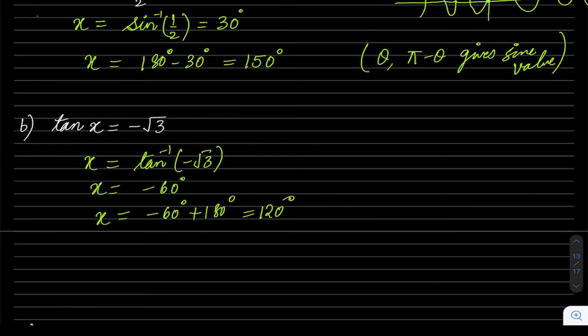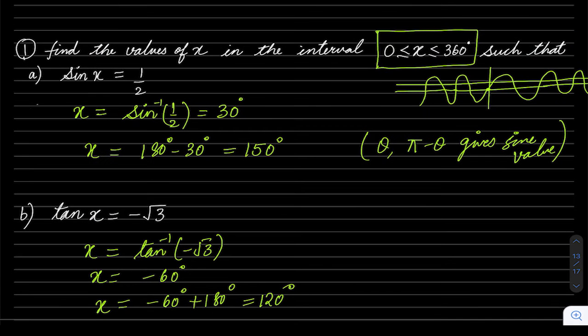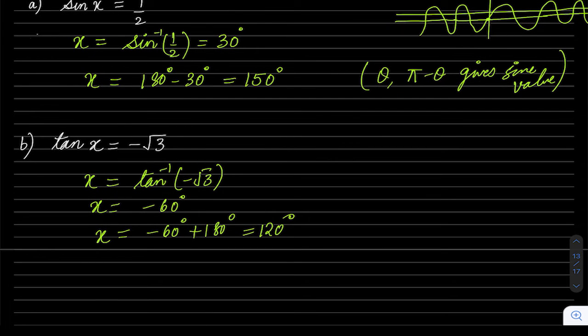Now why is minus 60 not the answer? Because we need to find values in 0 to 360. So minus 60 is correct actually, but not in this range. So that's why we have added 180. Now again add 180. Keep on adding till you reach 360 or till you surpass 360. So 120 plus 180 is 300. Now I won't add 180 again because if I add, it will give you 480, which is greater than 360. So this is my answer. My answer for this part is 120 degrees and 300 degrees.